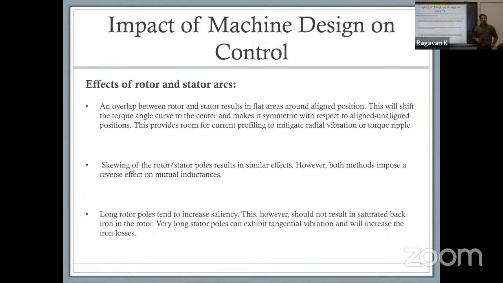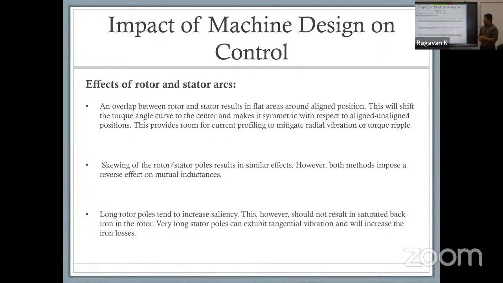Also, like what you can do for induction machines, you can do skewing. If you have an arc length for the stator or rotor that is too wide, then skewing also can become a problem, because you'll end up going in from one side of the stator to another stator. So you end up skewing in a way that the math might lead to negative torque as much as it does positive.